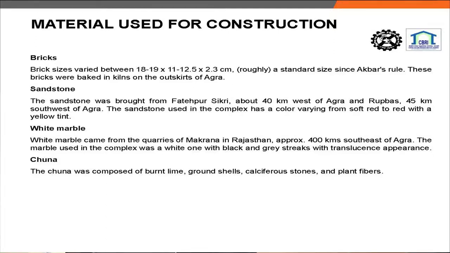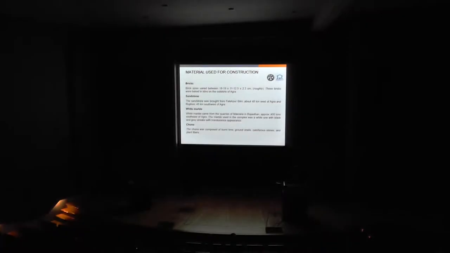Sandstone has been used on two sides, and sandstone is used at some places. Then white marble, which gives it all the beauty. It has been taken from the quarries of Makrana in Rajasthan, approximately 400 kilometers away from that site. So we can think how much effort must have been taken to bring them. And this white marble is only used as a cladding to the brick masonry structure, and for inlaying work.